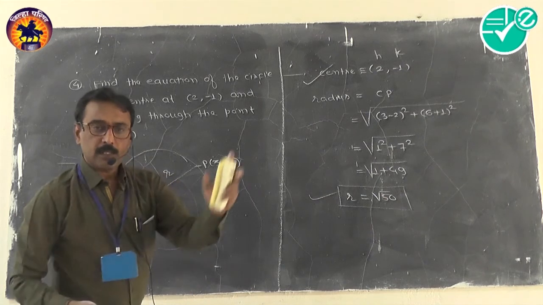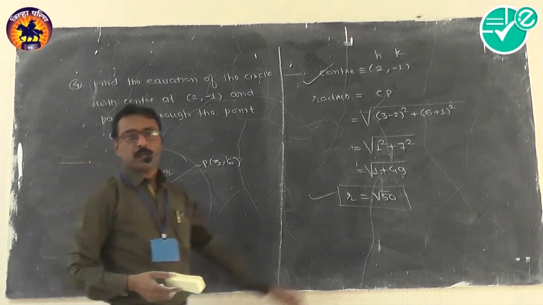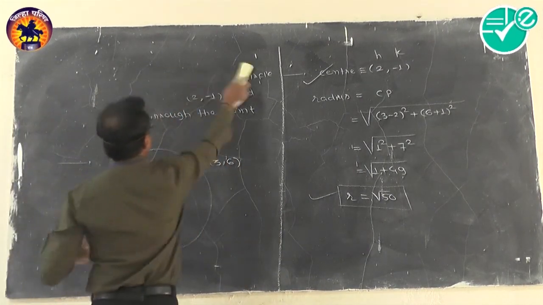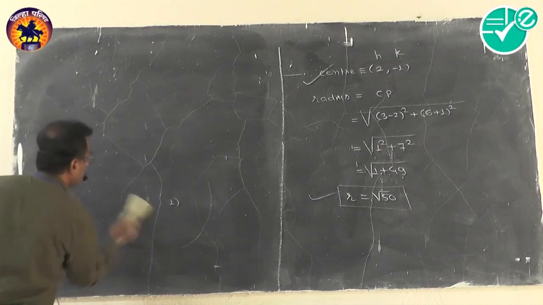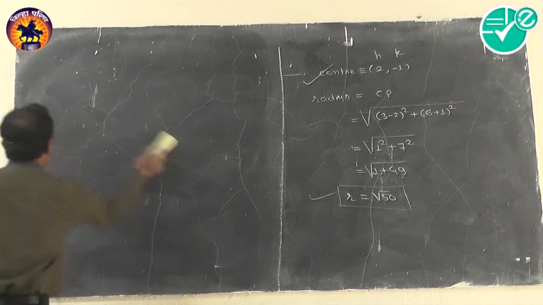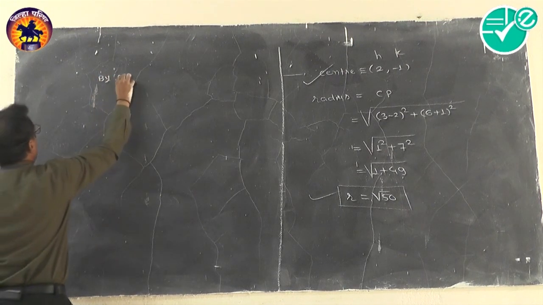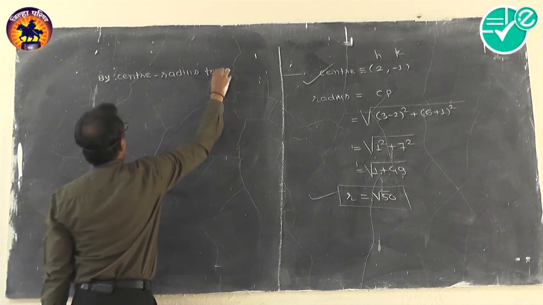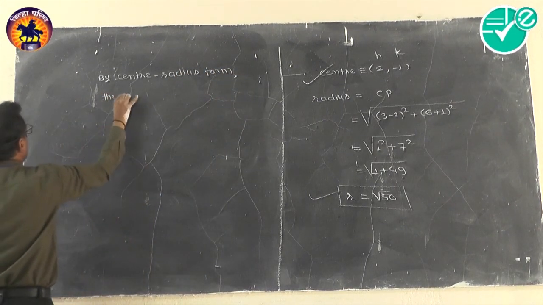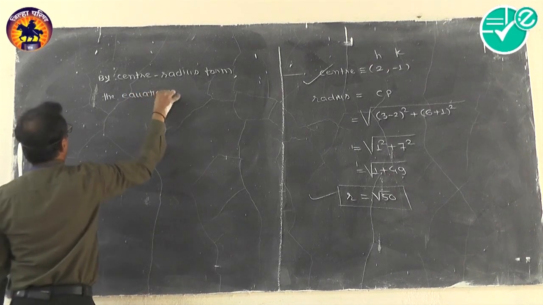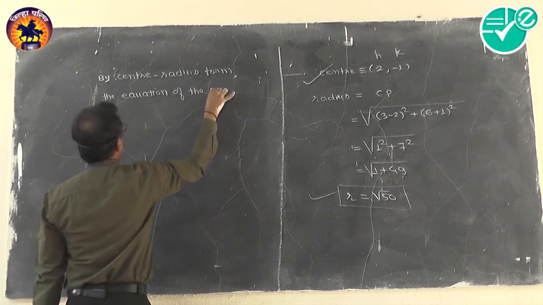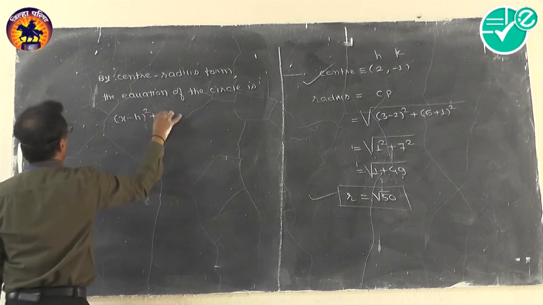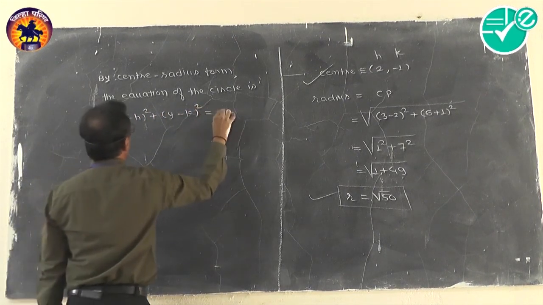We have to find the equation of the circle. Which form are we using here? Center is known, radius is known. Which form do we have to use? Center radius form. We will write it like this, by center radius form. The equation of the circle is, the actual formula is x minus h whole square plus y minus k whole square is equal to r square.